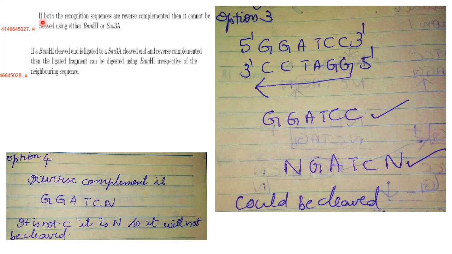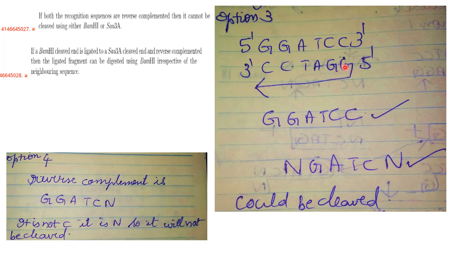Then third option. If both the recognition sequences are reverse complemented, then it cannot be cleaved using either BamH1 or Sau3A. Now this is the BamH1 sequence. Now the reverse complement is the complement of this sequence, 5 prime 3 prime, 3 prime 5 prime. So 3 prime 5 prime is the complement for this 5 prime 3 prime sequence. Reverse complement means just read it in the 5 prime 3 prime direction. That is why I have drawn the arrow like this.